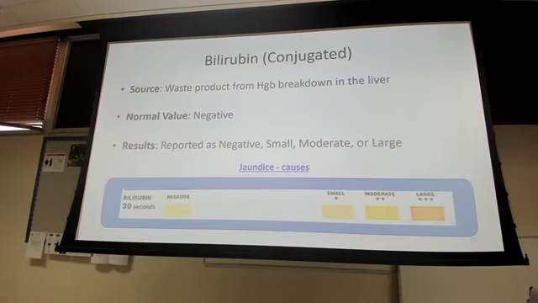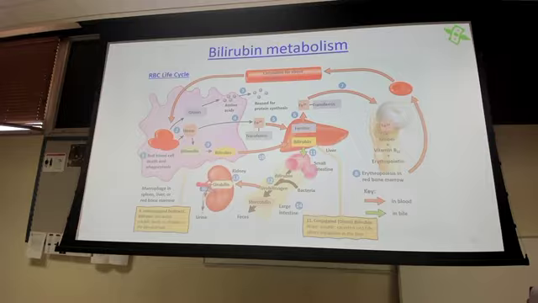Okay. Bilirubin, conjugated, comes from waste products from hemoglobin breakdown in the liver. It's supposed to be negative, and if it's not, we'll report it as small, moderate, or large. So we've seen this slide before, and you see that little money with the wings, so you know this is important. On that last block, we focused more on this top portion about the red blood cell life cycle, right? Now for this block, we're going to be focusing more on this bottom half, once that red blood cell is broken down, and how it's broken down to become waste, okay?